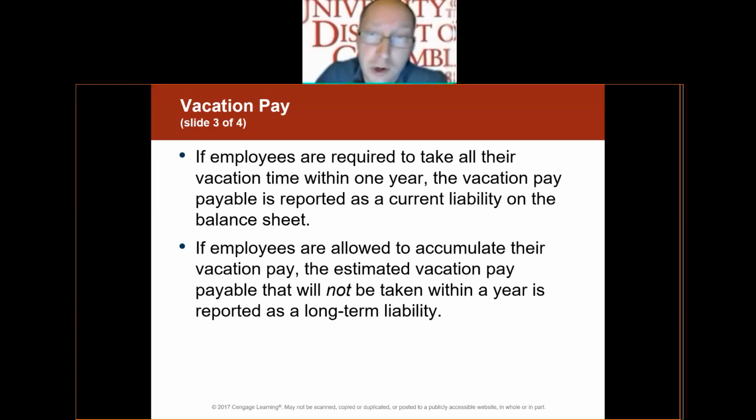If employees are required to take all of their vacation within 1 year, the vacation pay payable is reported as a current liability on the balance sheet. If employees are allowed to accumulate pay, the estimated vacation pay that will not be taken within the year is reported as a long-term liability.